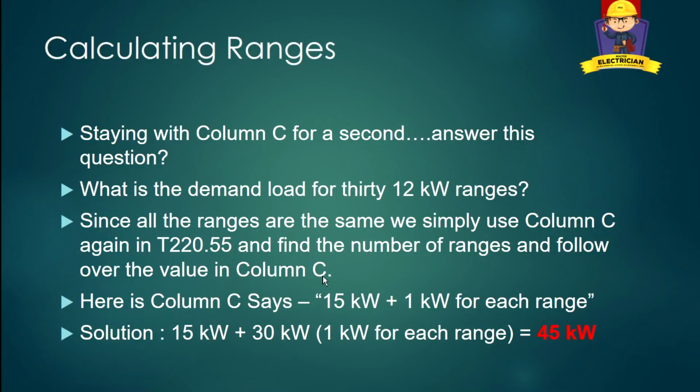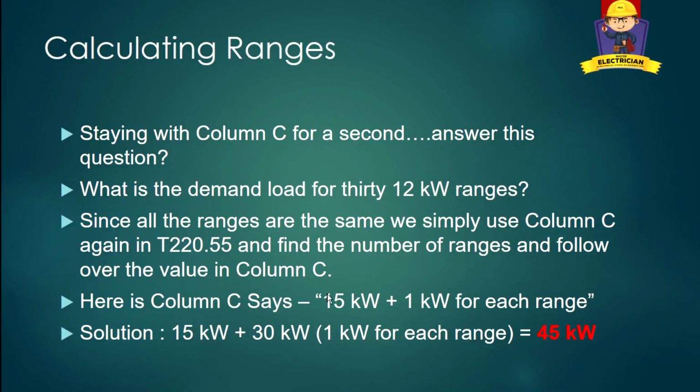Here we go. We're in column C because our ranges were 12 kW. And as it said, it was 15 kW plus 1 kW for each range. We established that there are 30 of them, so 1 times 30 is 30. So 15 kW plus 30 kW equals 45 kW. So if you have a calculation question on your exam that has 30 12 kW ranges, you're simply going to use column C. You go down and find the number, which is 30.